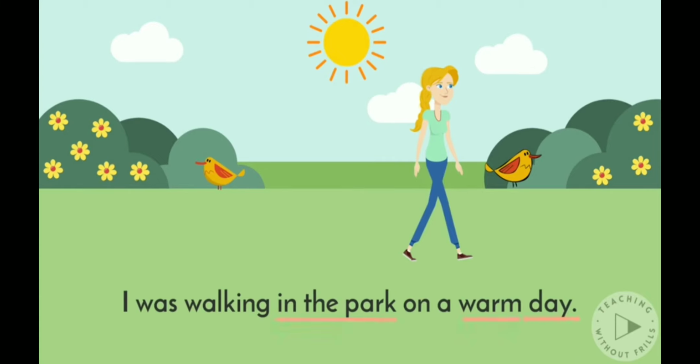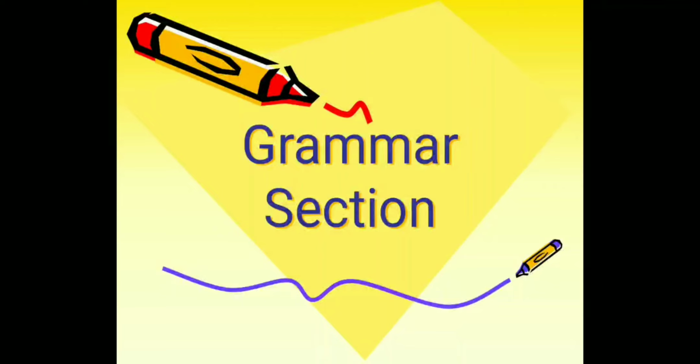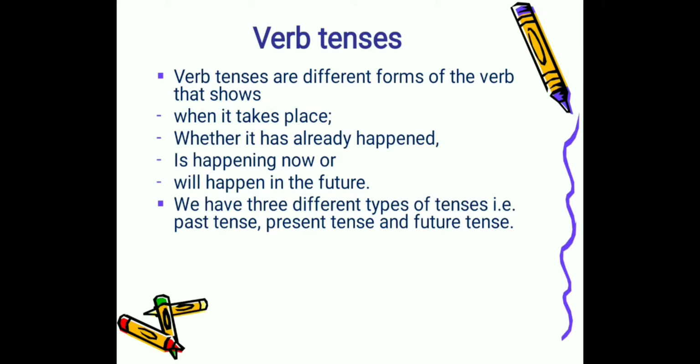Now moving on to another new topic, that is the grammar section. So let us see what we have in this. Firstly, we have the verb tenses. Verb tenses are different forms of the verb that show when it takes place, whether it has already happened, is it happening now, or will it happen in the future. We have 3 different types of tenses, that is past tense, present tense, and future tense.